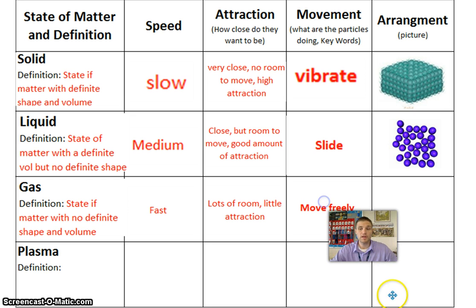What that means is there's not a lot of them in each spot. They're able to move freely, and if we look at this picture, we can see here they are. There's a lot, they might be just as big as a solid, but when they move around, they have lots of room to move. They bump into each other, but they're not touching all the time.